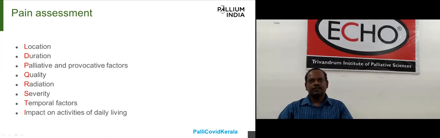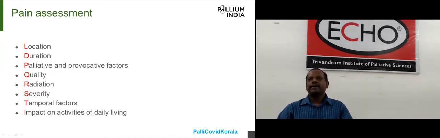Nociceptive pain is due to stimulation of nociceptors or free nerve endings. And neuropathic pain is due to a lesion or a disease affecting the somatosensory nervous system. So usually the neuropathic pain, people describe it as burning, lightning, pricking, etc.